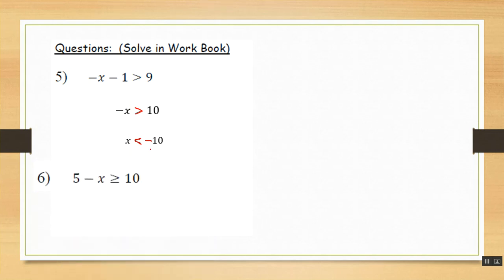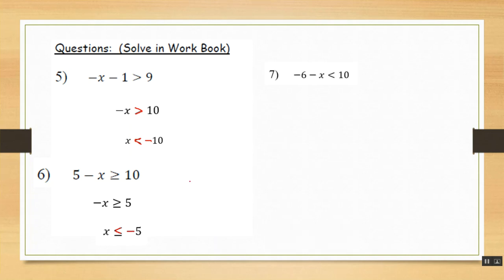Next question. 5 take away x is greater than or equal to 10. So take 5 from both sides. Minus x is greater than or equal to 5. And then we need to swap. So the minus needs to come over, and we need to change the inequality as well. So x is less than or equal to minus 5.